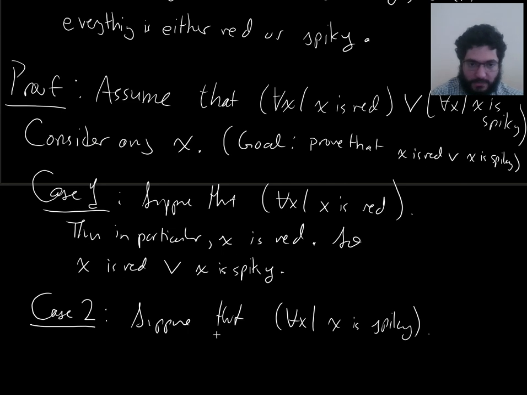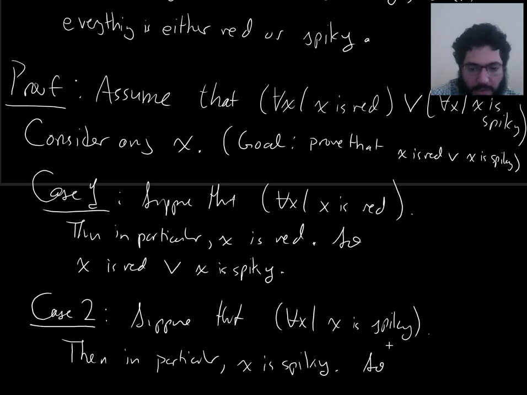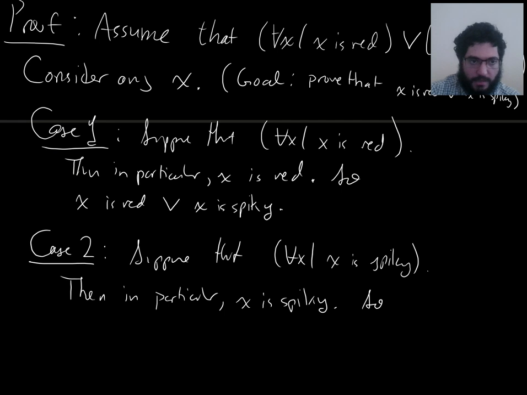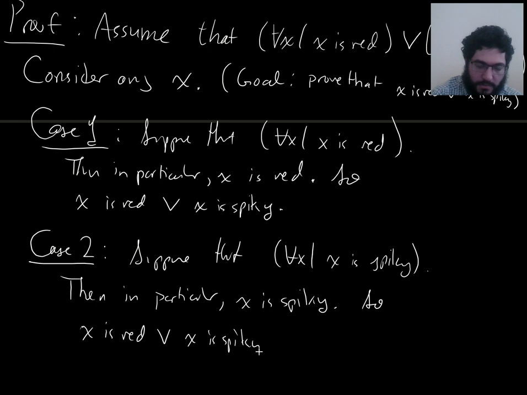And then for case 2, suppose that for all x, x is spiky. It's pretty similar. Let me just fill that in. So then in particular, x is spiky. We supposed that everything is spiky, so in particular x is spiky. And so x is red or x is spiky. And so that's it for the proof by cases.